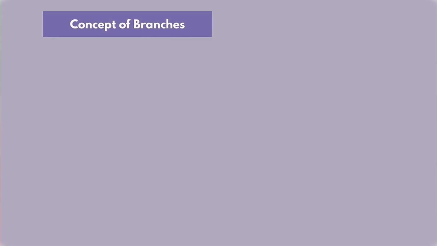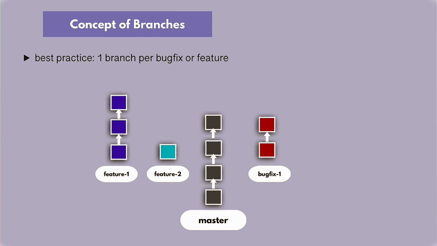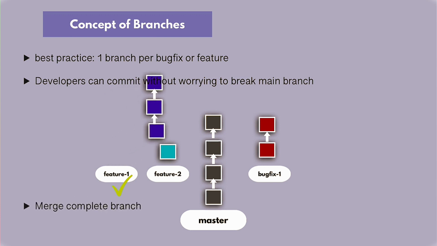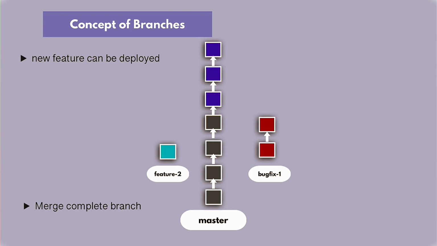So again, good for clear separation. And you have one branch per bug fix or per feature. These are the best practices. And now a developer can commit their half-done or work-in-progress changes as often as they want without breaking other people's code. And once fully implemented and tested locally, the developer can now say, my feature or my bug fix is done. I can merge it into the master branch. So everyone else can also use that. And also now the new feature can be deployed with the next release version.